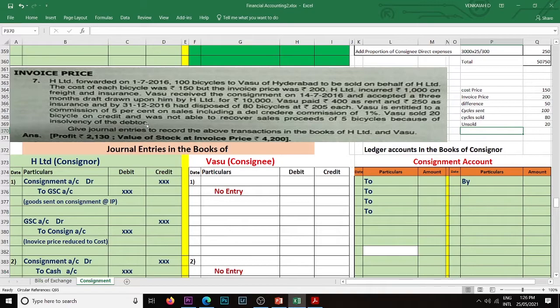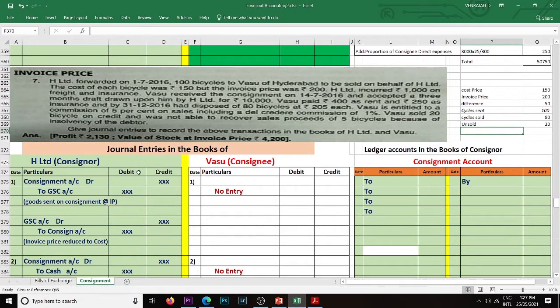Why is the delcredere commission given? To collect the credit sales. So H Limited is providing the delcredere commission of 1%. The risk of collecting the credit sales amount is with Vasu only. So the 5 cycles' amount is not affected to the consignor, because he is paying the delcredere commission to collect the credit sales amount. Now we will come to the journal entries part.